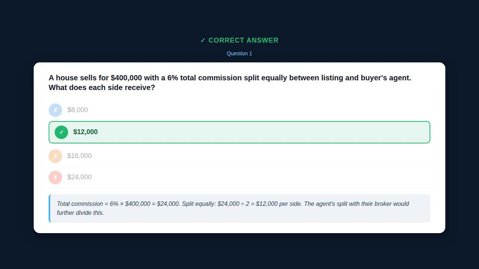Question 2 of 5. A buyer closes June 15th. The seller already paid $2,400 in annual property taxes, calendar year, 360-day basis. How much does the buyer owe the seller at closing?